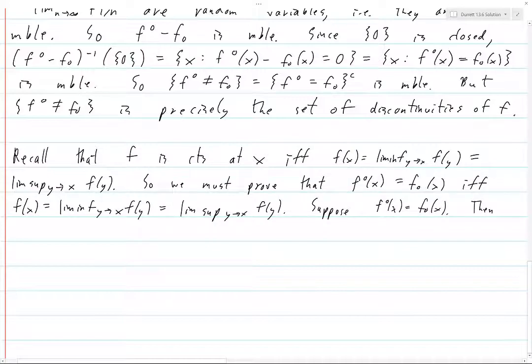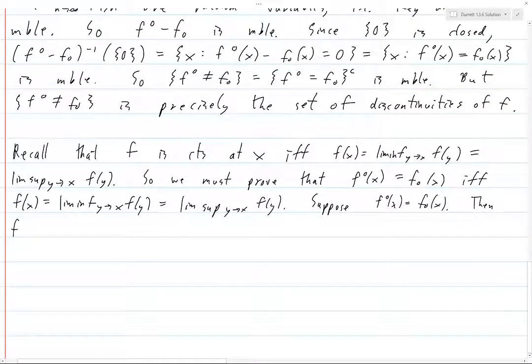Then f lower 0 of x, this is by definition the limit as delta decreases to 0 of f lower delta of x, which is, and then we write it out a little bit more, this limit of the infimum of y in B delta of x of f of y.